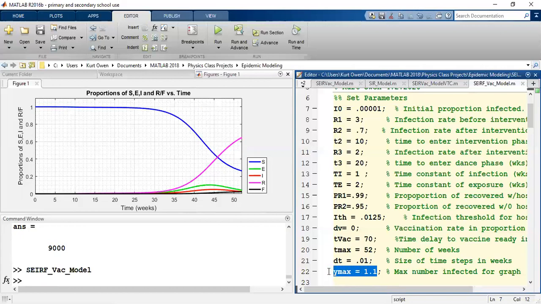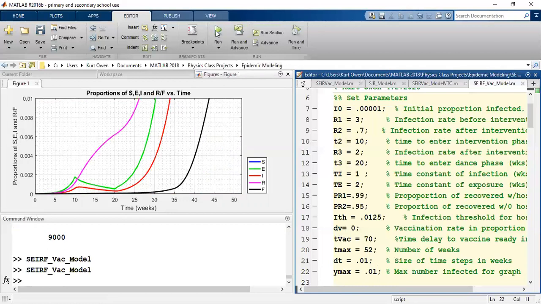And to see that, we have to change the Y max value. If we make it more than 100% of the population, we won't see what's going on right now. So let's bring that down to 1% of the population and see if we can see anything happening around week 14. There we go. Okay, so if we only look at 1% of the population, we can see the infections and the fatalities, and the fatalities barely show up because that's a very small number compared to our whole population.